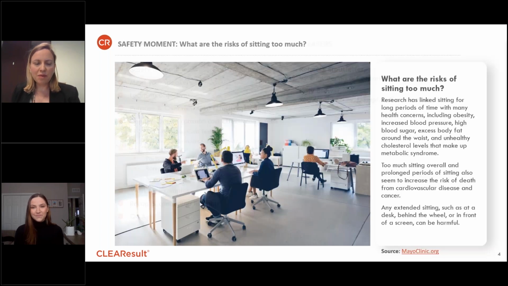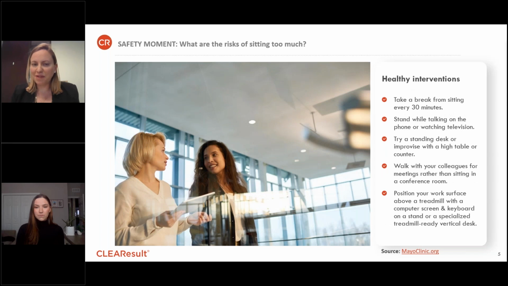So starting with the safety moment, we thought it was appropriate for today, since we are going to be sitting for the next hour or so, to talk about the risks of sitting too much. I think a lot of us are aware that a lot of research has linked sitting for long periods to a lot of different health issues, things like increased blood sugar levels, cholesterol levels being impacted, and cardiovascular diseases can be associated with sitting for extended periods of time. So if you are sitting for a long time, whether it's at your desk, behind the wheel of a vehicle, or in front of some form of a screen, we do know it can be harmful, and we wanted to share a couple of tips today on how you might intervene.